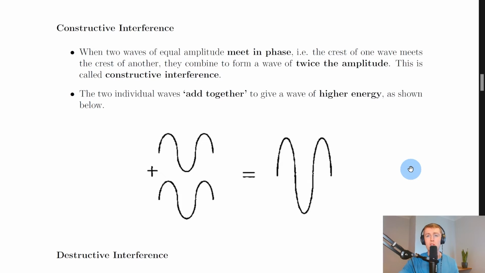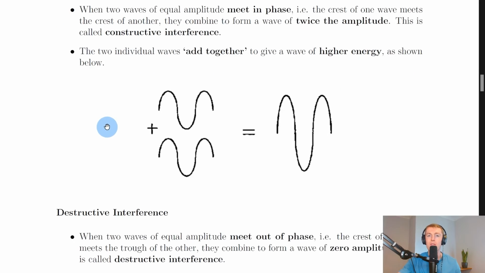Moving on, we're going to look at the two main types of interference, which are going to underpin most of what we look at in this interference topic. So the first one is constructive interference. And it says that when two waves of equal amplitude meet in phase, i.e. the crest of one meets the crest of another, or the trough of one meets the trough of another, they combine to form a wave of twice the amplitude. This is called constructive interference. The two individual waves add together to give a wave of higher energy, as shown below. So it's a wave of higher amplitude as well. So here, if we had two waves overlapping that were exactly in phase, we would end up with a wave that has twice the amplitude and therefore a higher energy.